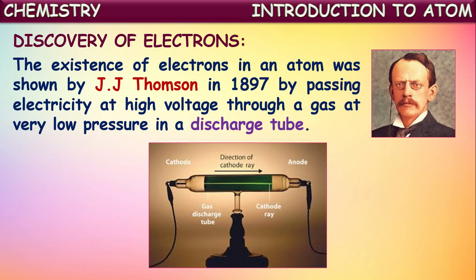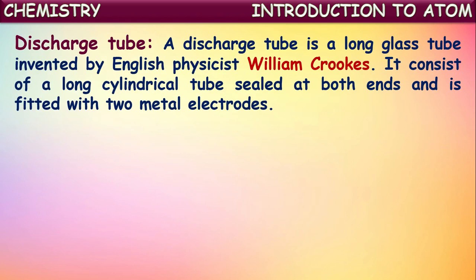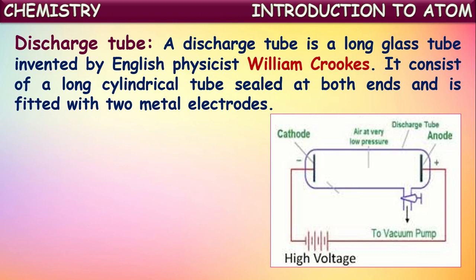Now, let us see what this discharge tube is. A discharge tube is a long glass tube invented by English physicist William Crookes. Means before J. J. Thomson, William Crookes did several experiments with the discharge tube. It consists of a long cylindrical tube sealed at both the ends and fitted with two metal electrodes. See, this blue colored glass tube is said to be the discharge tube, a long cylindrical tube which is closed at both the ends.